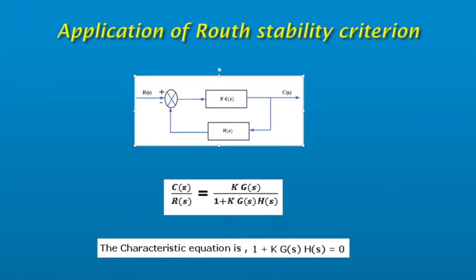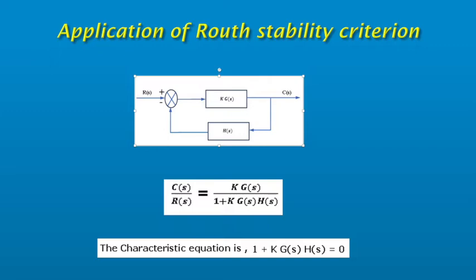The Routh-Hurwitz criterion is frequently used for the determination of stability of linear feedback systems. Here consider a closed loop system. The feedback is given by H(s). So C(s)/R(s) equals KG(s) divided by 1 plus KG(s)H(s). So this is the characteristic equation. This characteristic equation equals 0.